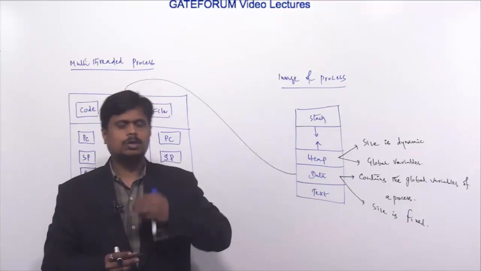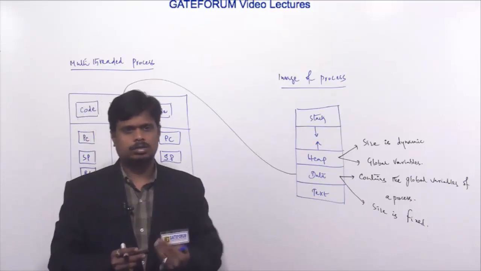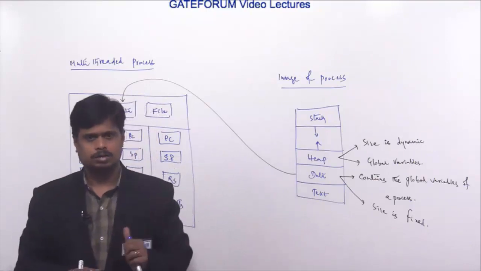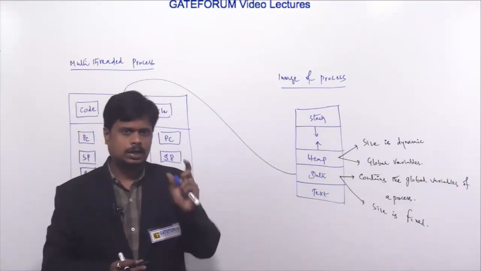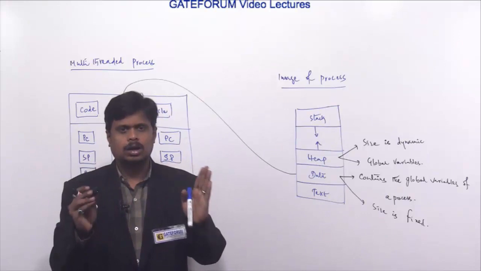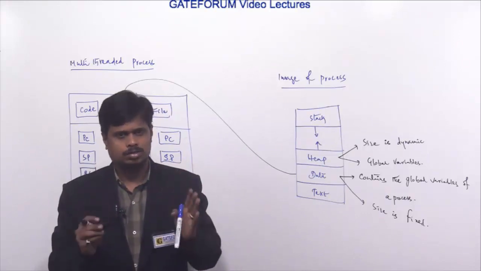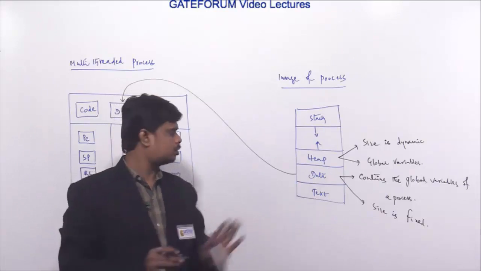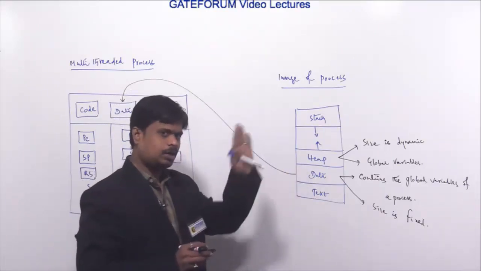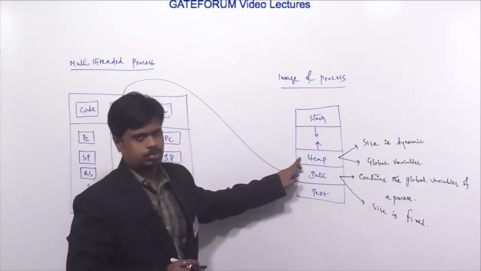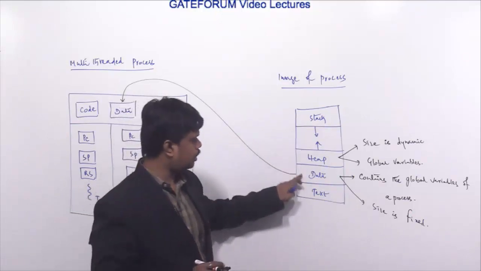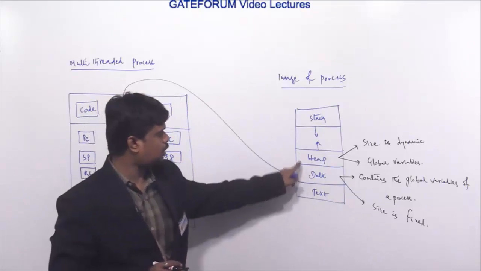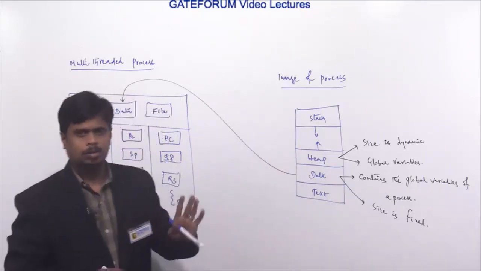Then I need to initialize some more global variables, but my data section contains only 10 locations. So let's say the total global variables I have initialized is 15. Among the 15, 10 are going to be saved in the data section, and the remaining 5 are going to be saved in the heap section. So the heap section and data section of a process both contain global variables.